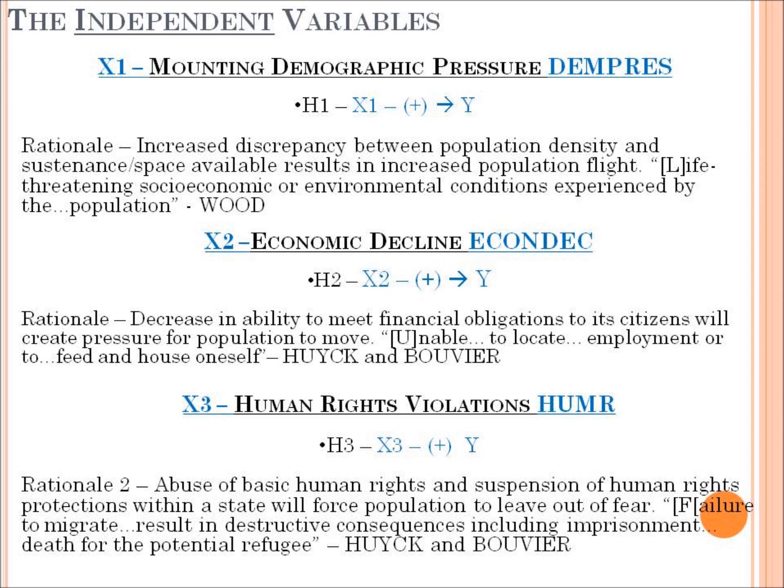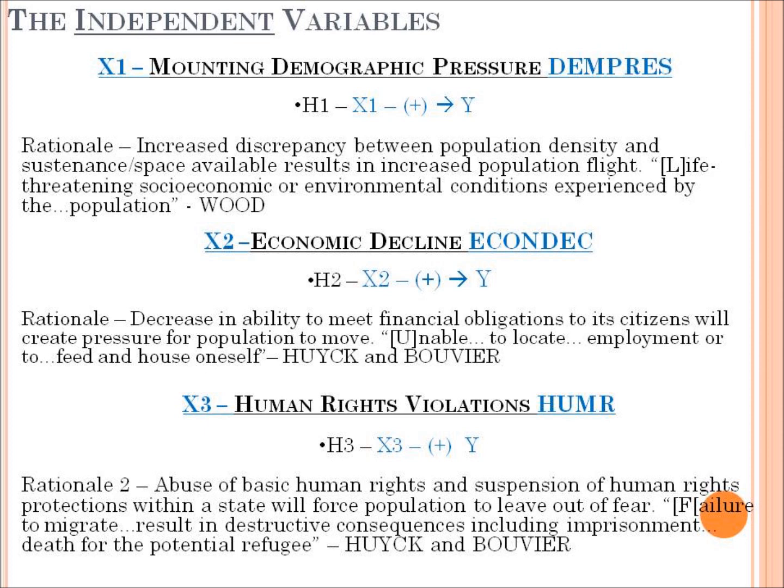Human rights is X3, read as hum-r. Huck and Bouvier tell us that the abuse of basic human rights will force populations into the fear that failure to migrate will result in destructive consequences for the potential refugee. Human rights violations will positively influence human movement.